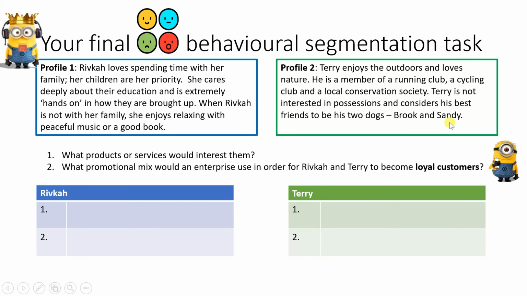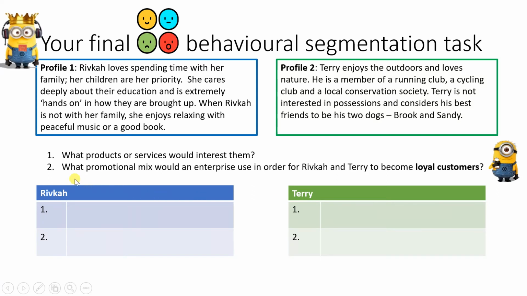Right, Carl's given you your last two questions. What products or services would interest them? So that's question 1, and your job is to fill in the answer for Rivka in the blue box for number 1 and for Terry in the green box for number 1.